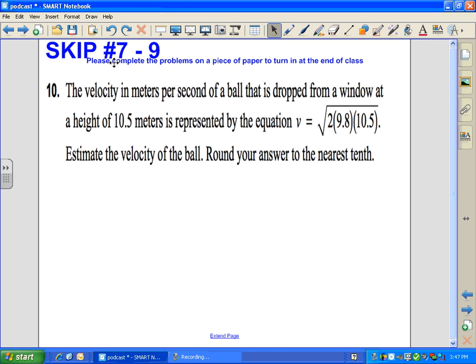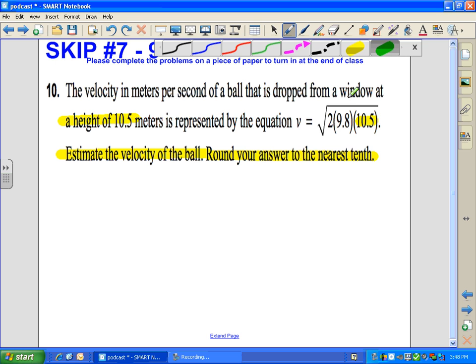All right, guys, I'm going to skip problems 7 through 9 and go right to 10. The velocity in meters per second of a ball that is dropped from a window at a height of 10.5 — so I'm guessing that's where that 10.5 came from — is represented by the equation velocity equals square root of 2 times 9.8 times 10.5. Estimate the velocity of the ball. Round your answer to the nearest tenth.